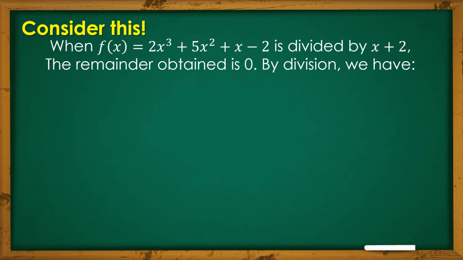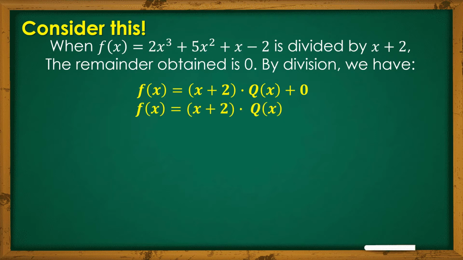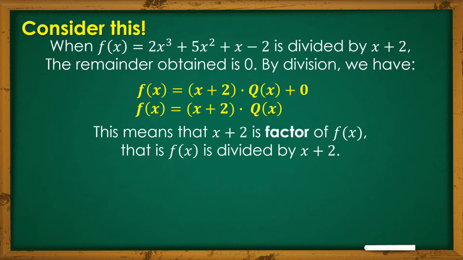Now, let's consider this. When f of x equals 2x cubed plus 5x squared plus x minus 2 is divided by x plus 2, the remainder obtained is 0. By division, we have f of x equals x plus 2 times q of x plus 0, kung saan mawawala yung remainder. This means that x plus 2 is a factor of f of x.